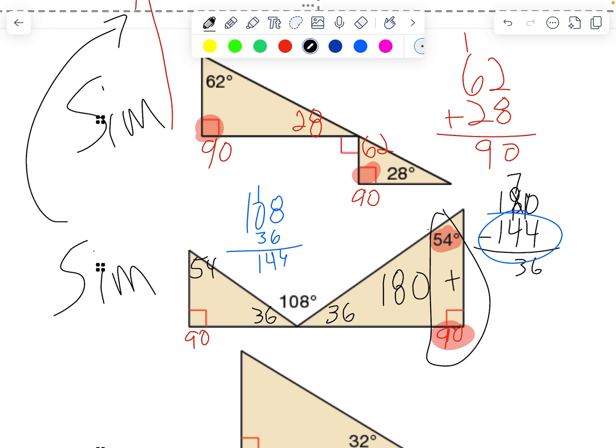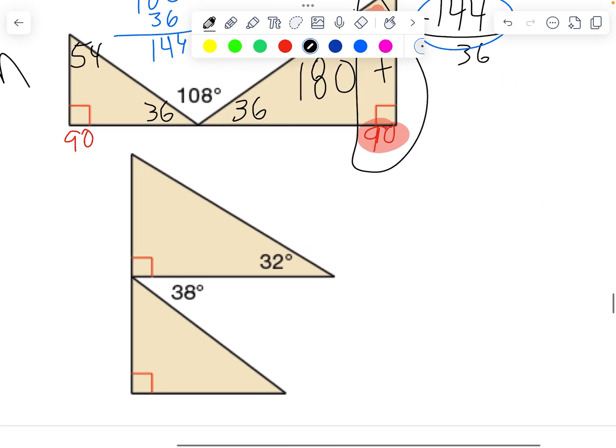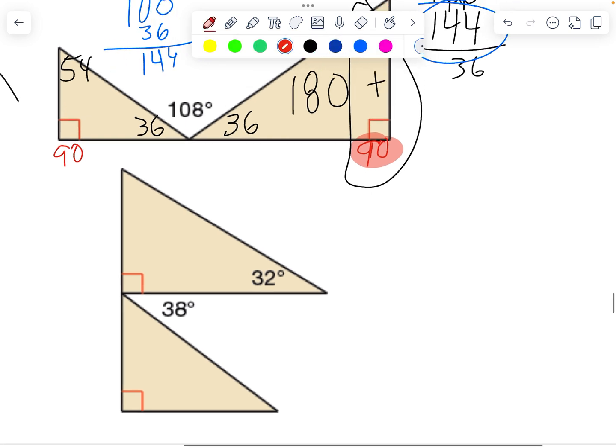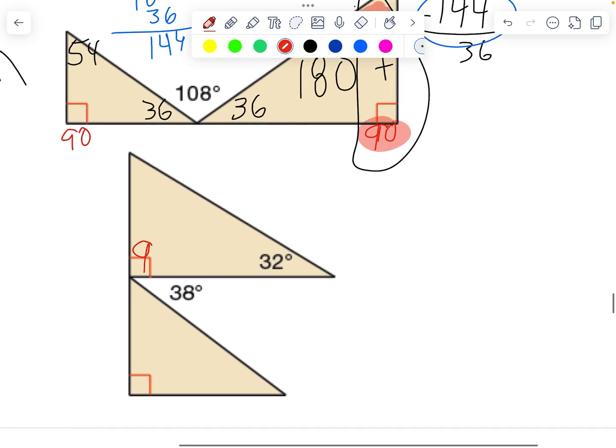Okay. All right. Last ones. Let's look at the last ones. All right, we have 90s again. So this is 90 degrees. All right, 90 and 90. There's a couple of different things we could do. Let's look first at this angle right here. Actually, I want to do red.